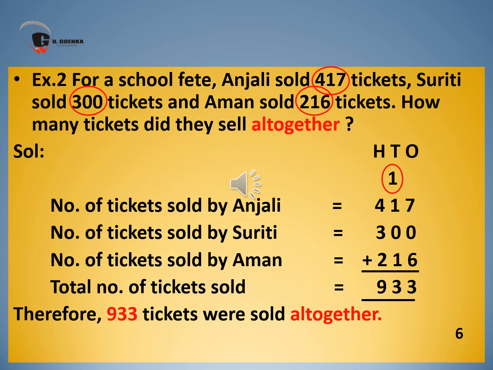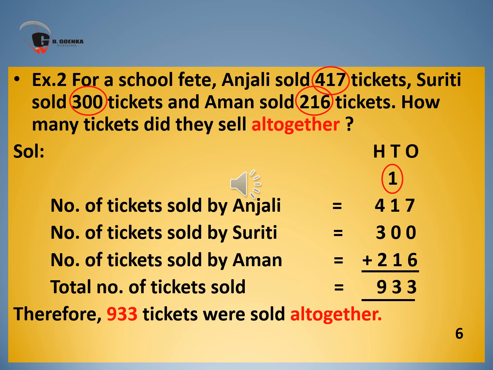Number of tickets sold by Anjali is 417. Number of tickets sold by Suriti is 300 and number of tickets sold by Aman is 216. So we'll align our sum under ones, tens and hundreds. So now let's solve our ones value first. That is 7 plus 0 plus 6. So 7 plus 0 equals 7 and 7 plus 6 equals 13, which means 3 comes under ones value and 1 is carried over under tens value.